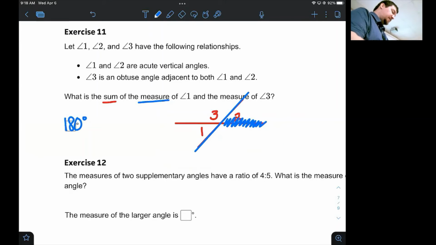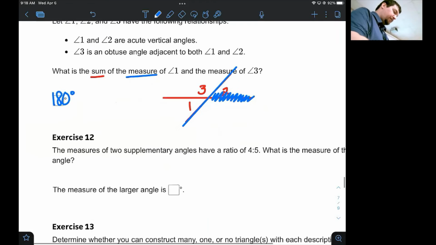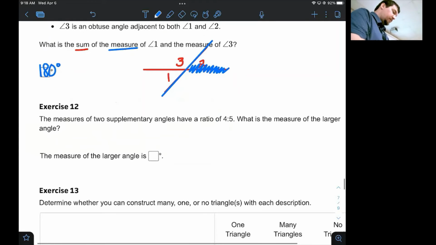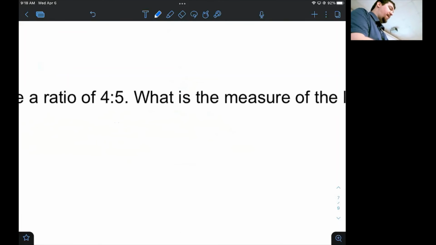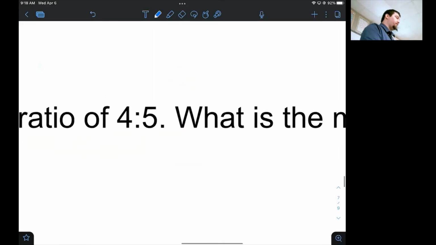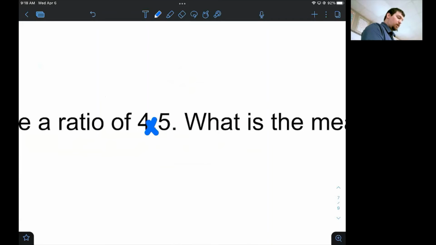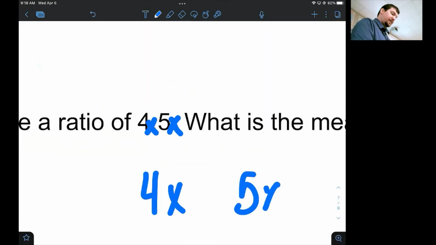Here's another problem that says measure, number 12. The measures of 2 supplementary angles have a ratio of 4 to 5. What is the measure of the larger angle? We did one like this in our homework a while back, and this is how we did it. We put an X next to the 4, we put an X next to the 5. We're going to call them 4X, and we're going to call the other one 5X.